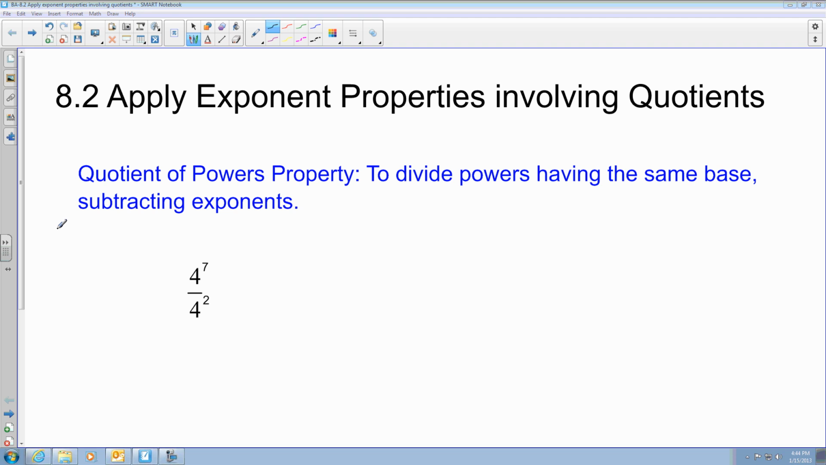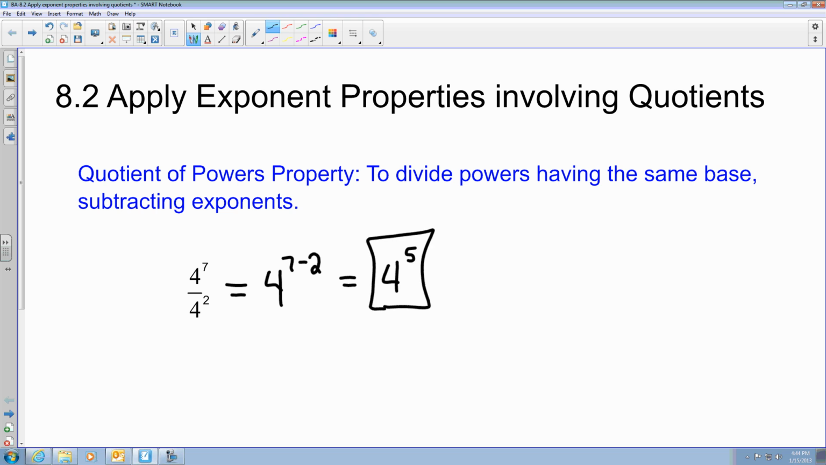4 to the 7th power, and then you're dividing by 4 to the 2nd power. By using the quotient of powers property, you're saying that it's 4 to the 7 minus 2, which equals 4 to the 5th.